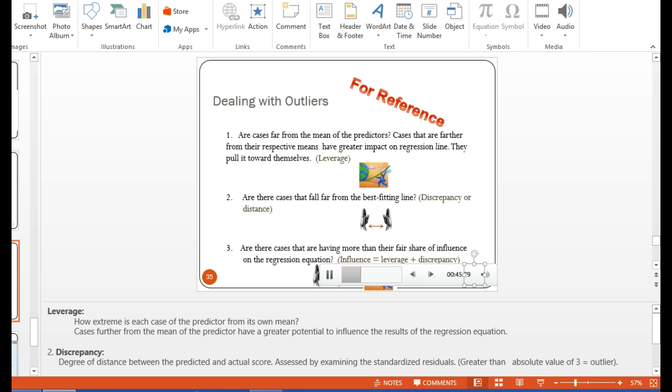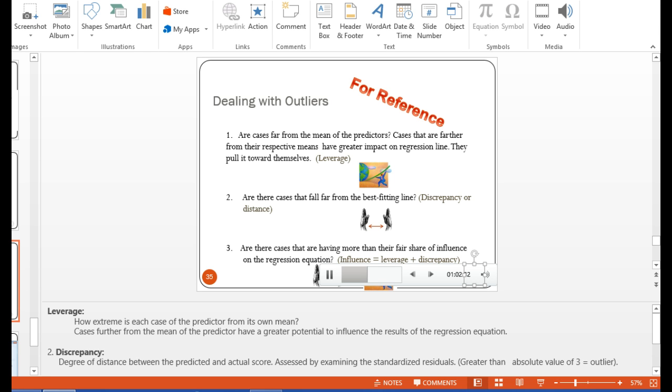So this is like a residual. So we would look at the standardized residuals and maybe make a cutoff point of absolute value 3 and consider that to be an outlier. So discrepancy is another way of thinking about an outlier.